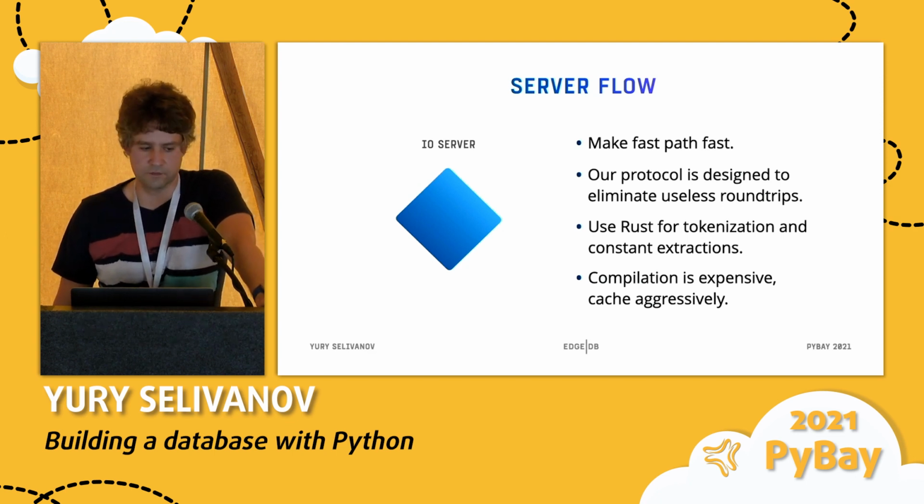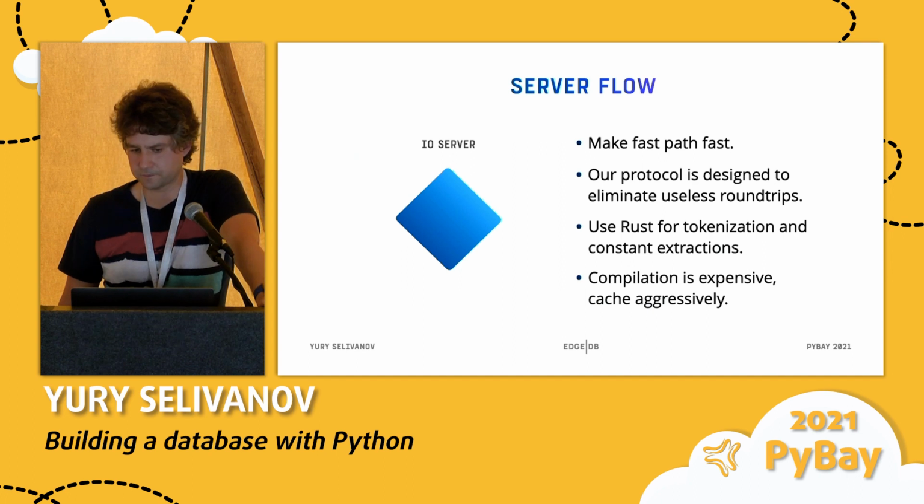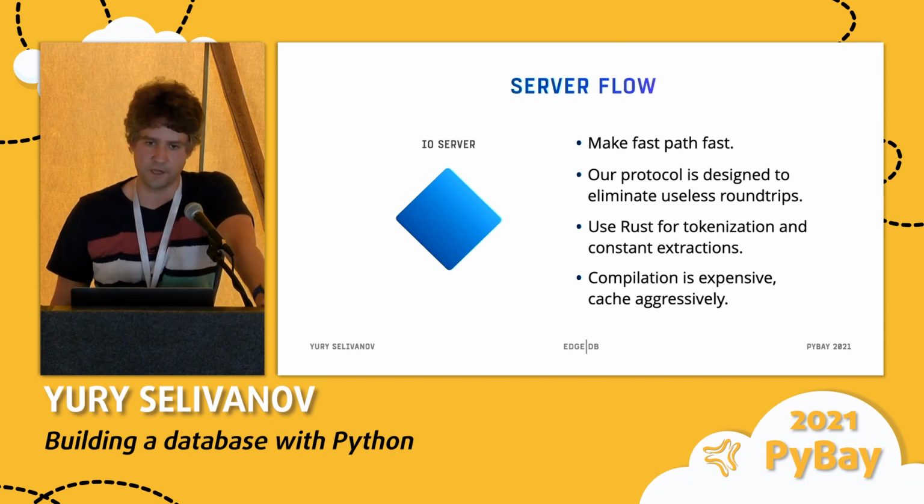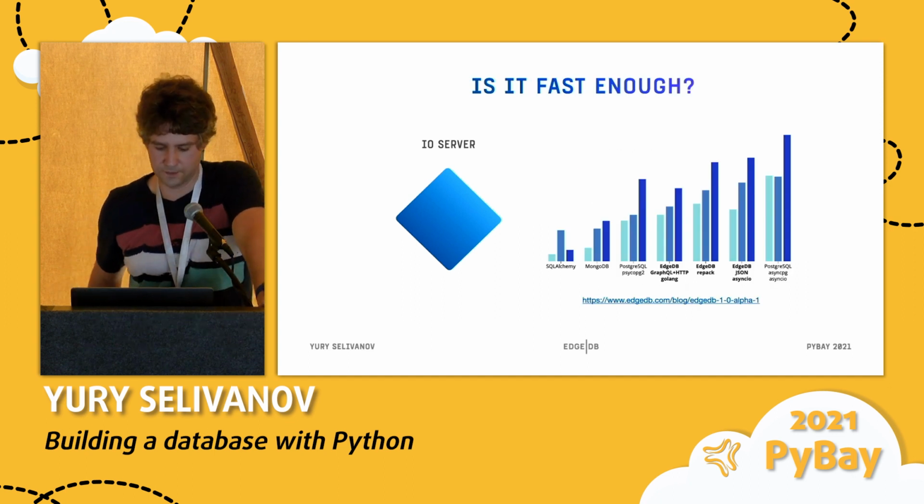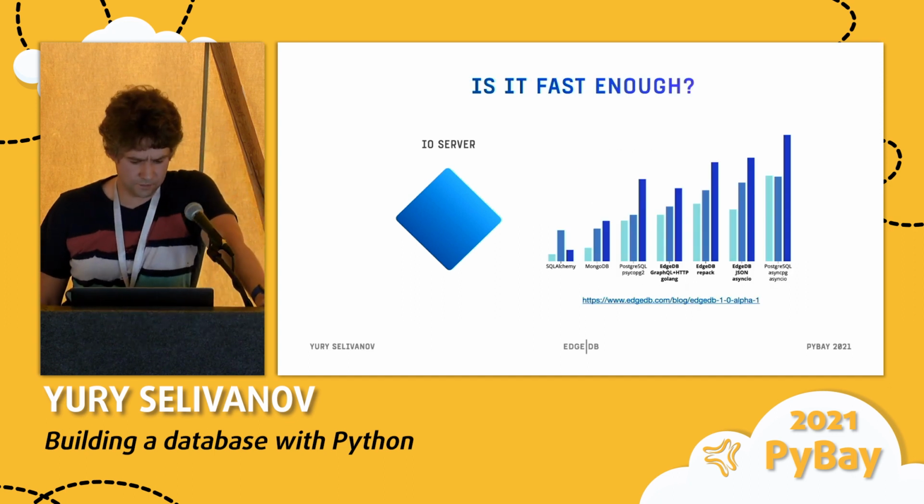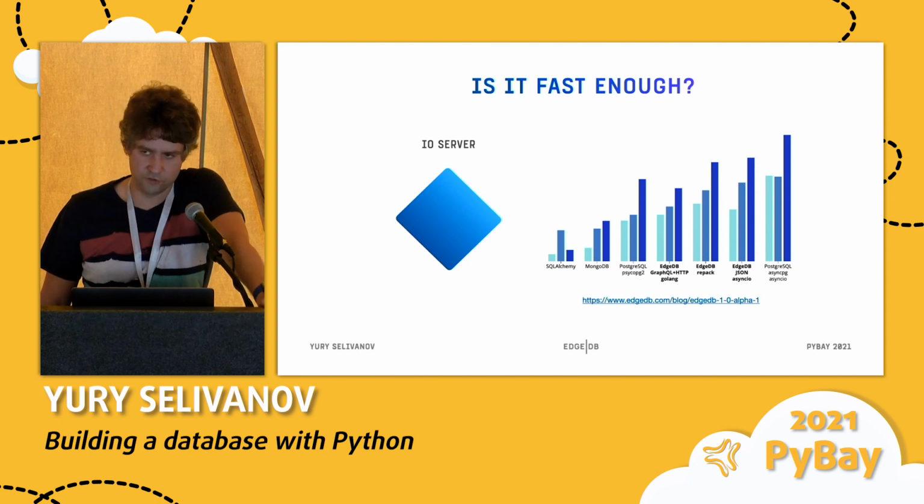It's a relatively small code base. And that's basically it. We don't have anything else beyond asyncio, uvloop, Python, and a tiny little bit of Rust in our server I/O code base. So is server I/O in HDB fast enough?